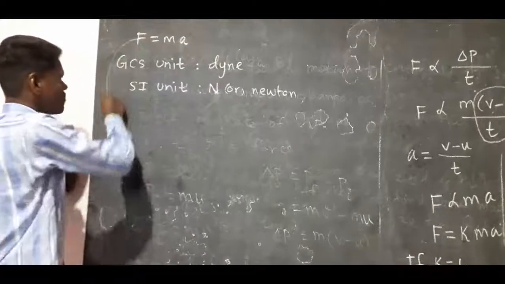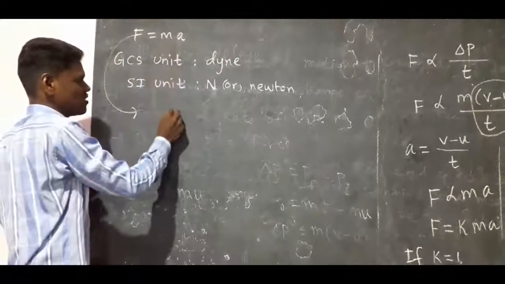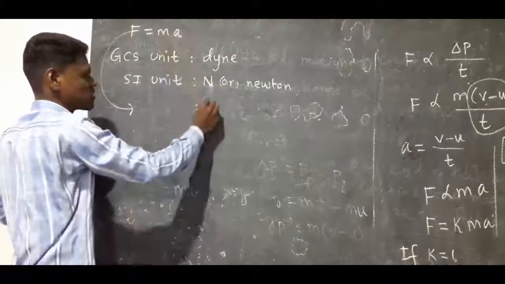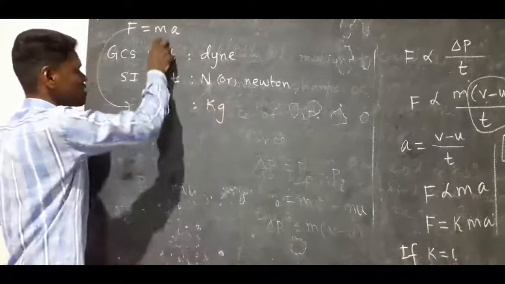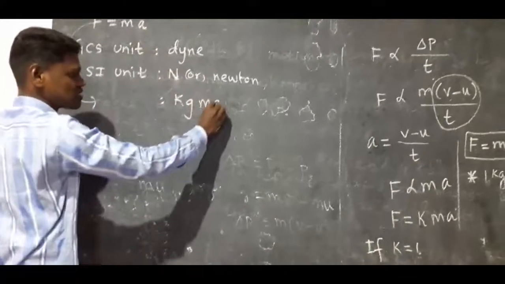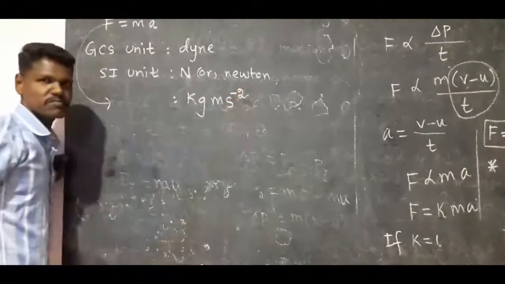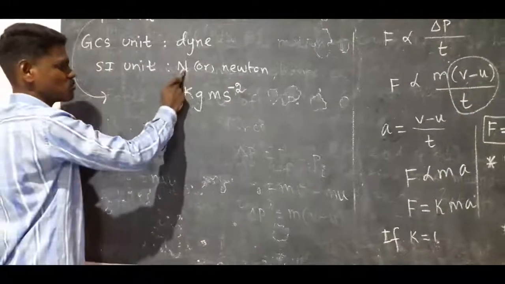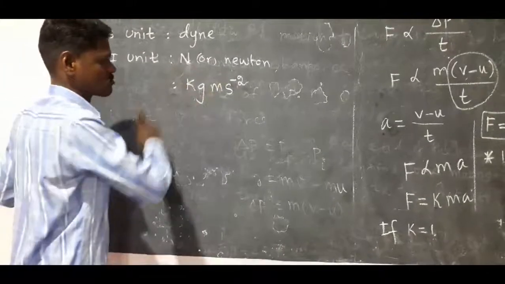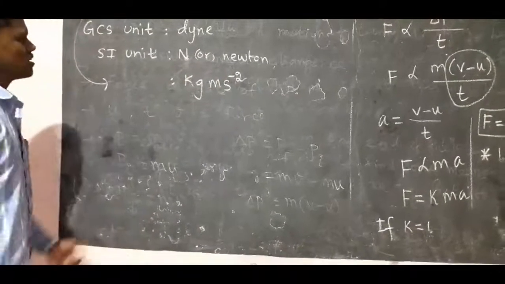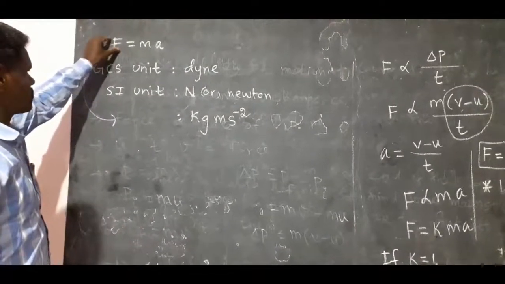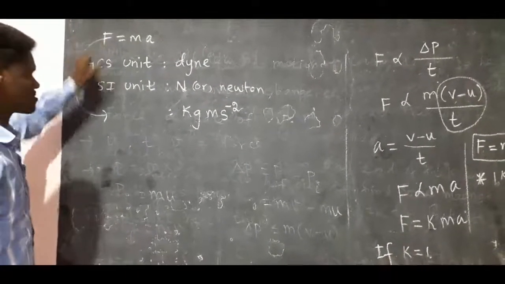Based on this formula, the unit of force is Newton or N. F is equal to m a. What is the unit of mass? Kilogram, kg. And what is the unit of acceleration? Meter second minus 2. So Newton, or kilogram meter second minus 2. Okay, this is the SI unit and the CGS unit of force.